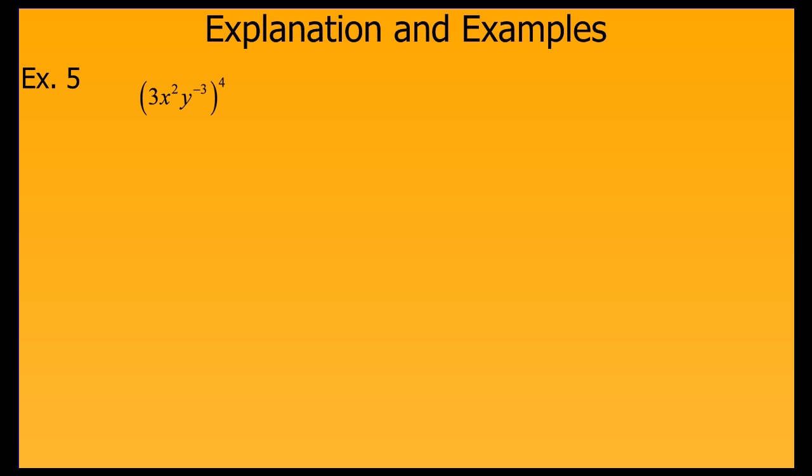Example 5 looks a little more complicated, but we just really need to be careful how we apply our properties. Since this is a power of a power, I need to raise each factor to that fourth power. So I get 3 to the fourth, x squared to the fourth, and y to the negative 3 to the fourth. Simplifying, I then get 81, which is what 3 to the fourth equals, and then I can multiply my exponents for my bases.